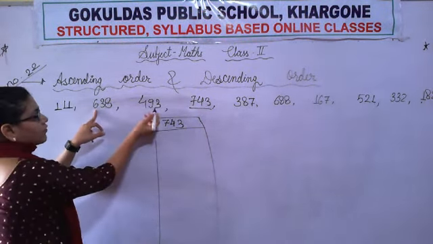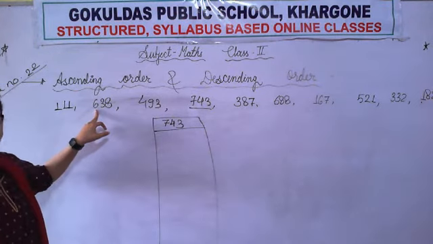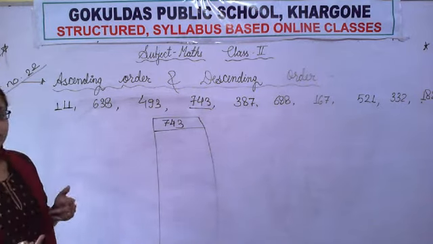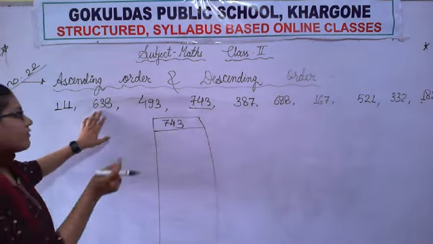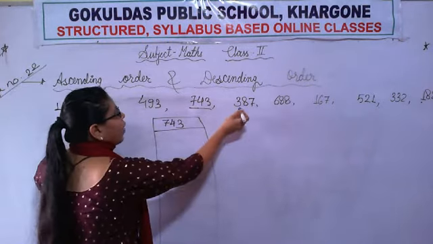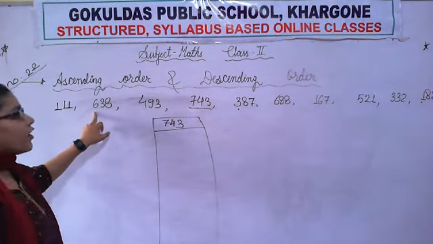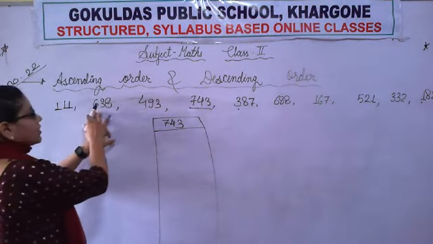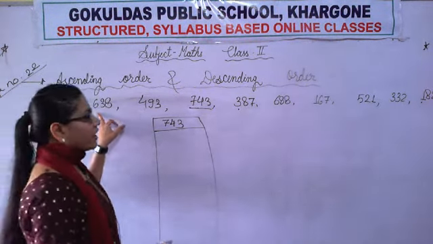Okay. Now the next number is 493. 4 is there at the 100's place, and here 6. 6 or 4, which one is greater? 6. So now again we will compare 638 with the other numbers. We are done with this number now. 387. 3 or 6, which one is greater? 6. So 638 is still our greater number.